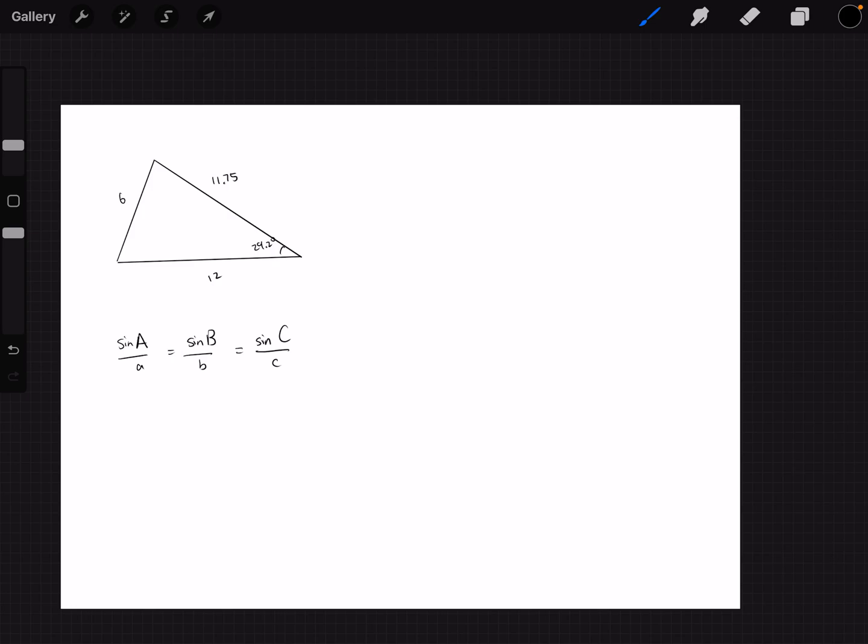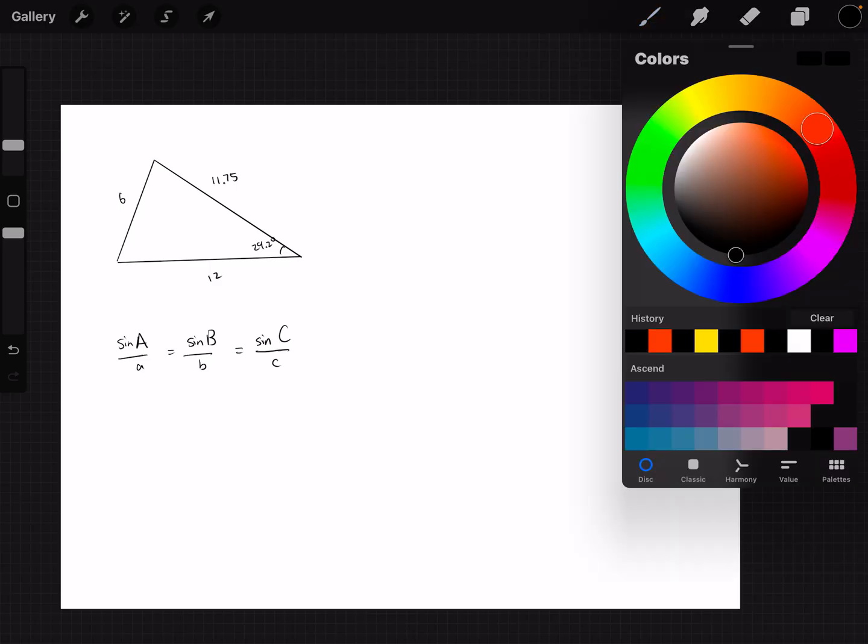Hey kids, this is a review on how to solve a non-right triangle using the law of sine. Okay, we're gonna first start by labeling our triangle.